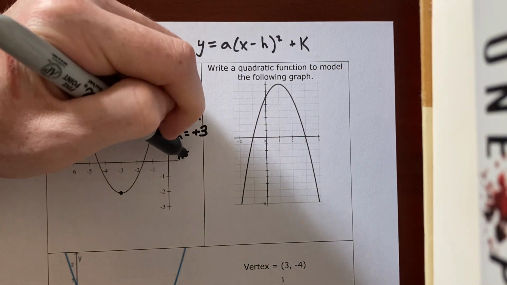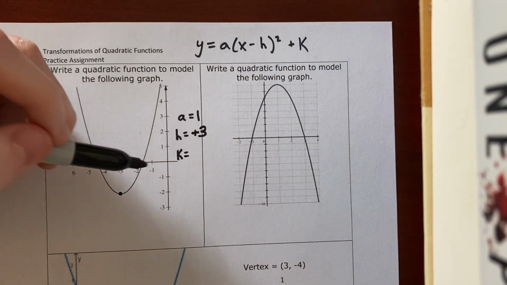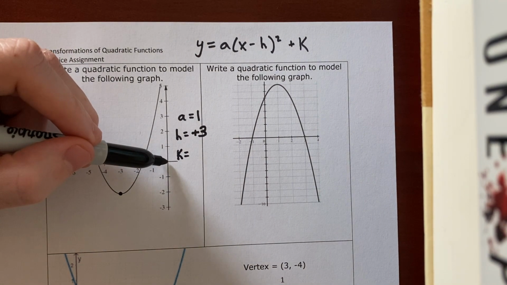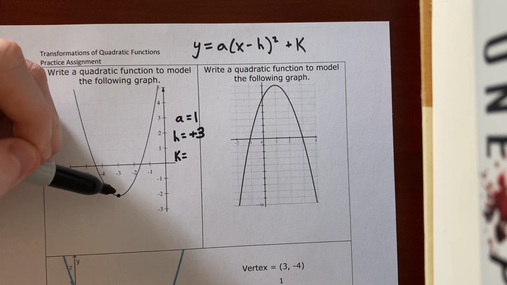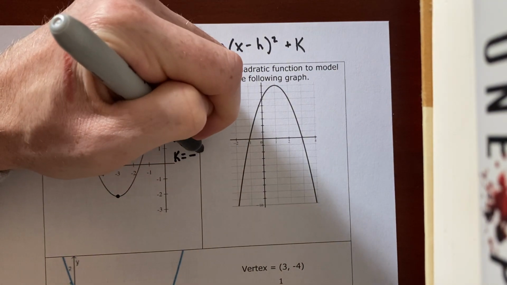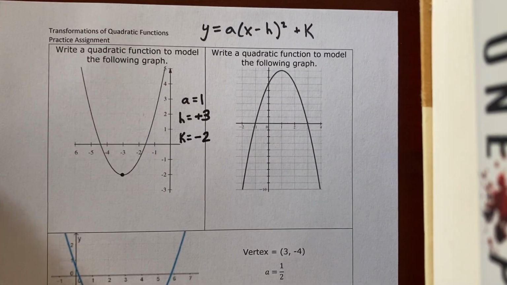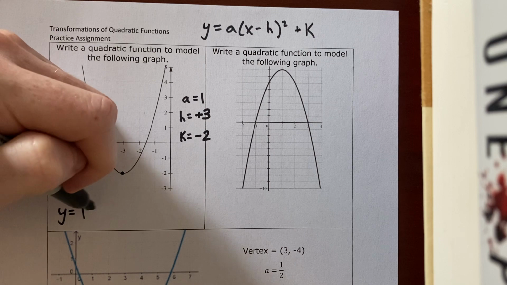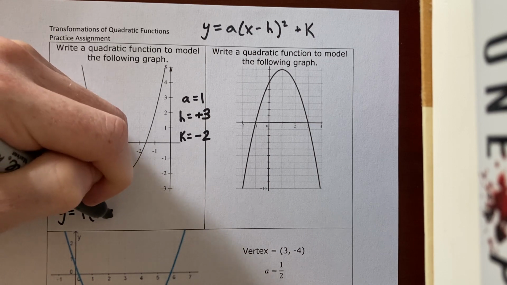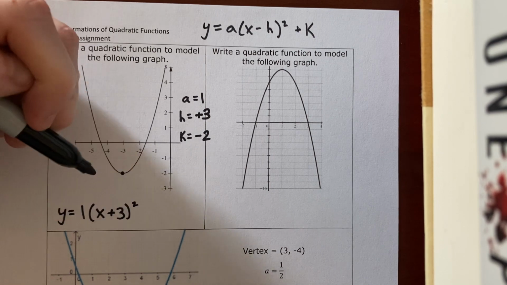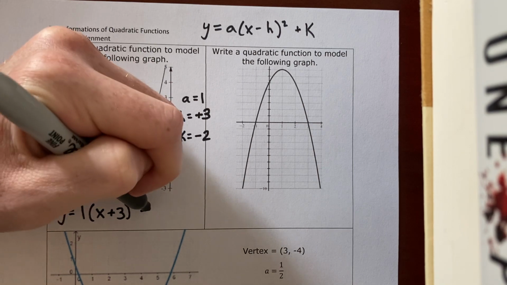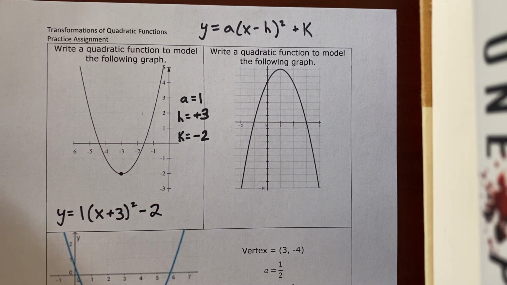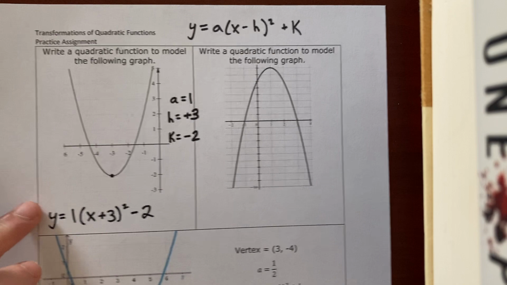And then lastly, k is that up and down transformation. I usually start at the origin, and it looks like we went down 2 units. k is exactly what we see, so I write a -2. Then all I have to do is plug these 3 numbers into my equation up here. y equals a is 1. You don't have to write the 1, you can though. And then I have (x + 3) squared, and then k is a -2. Done, that's it.